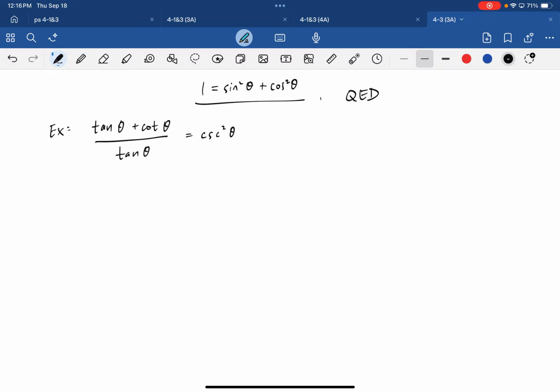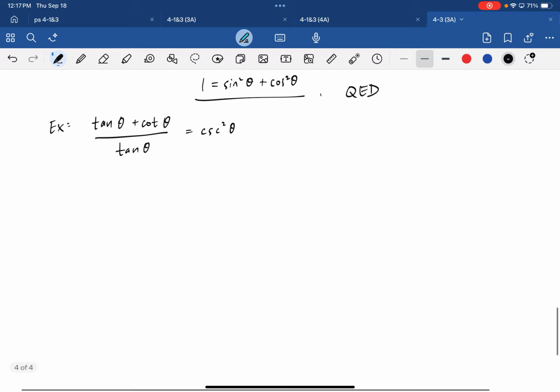Well, not that tricky. Tangent becomes sine theta over cosine theta. And then for cotangent, it's going to be the reciprocal, so it's going to be cosine theta over sine theta. Okay, we can do that as a first step. It's a little tedious to do it as a first step, but we can do it. It's no problem.